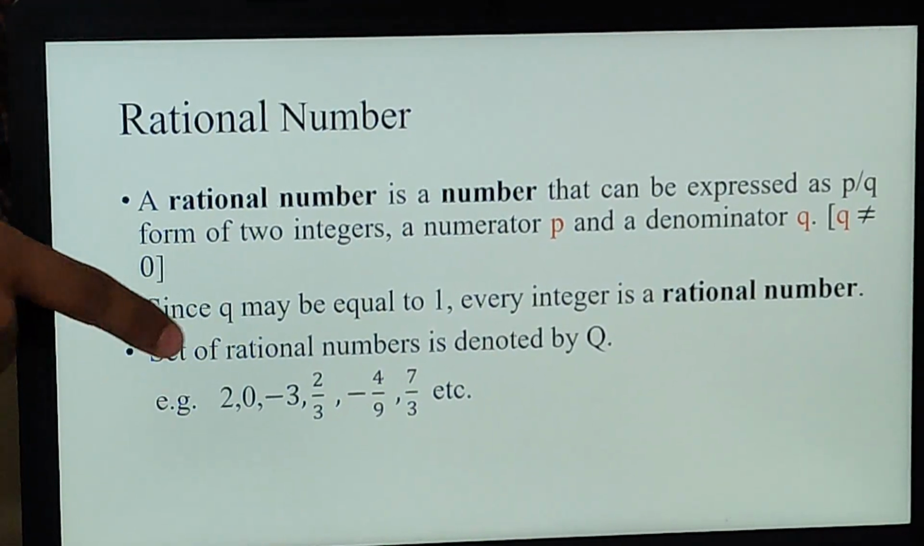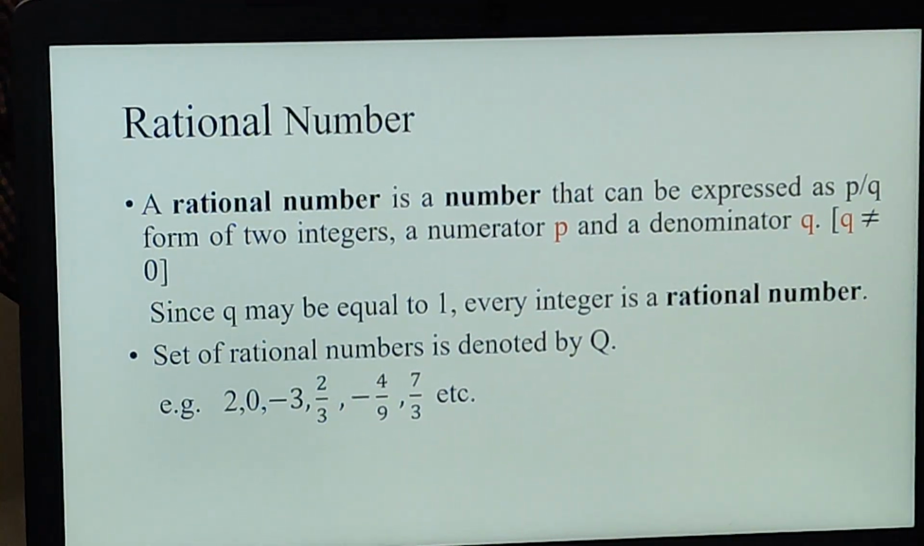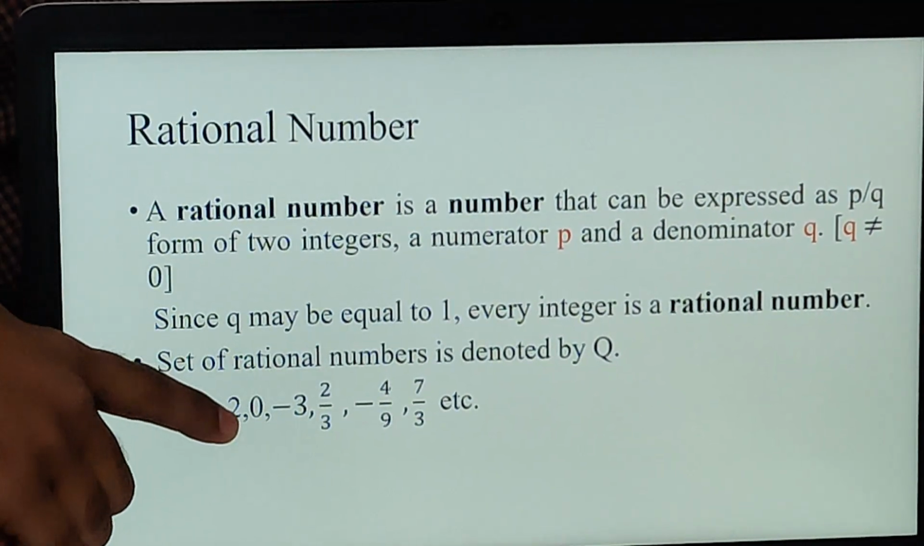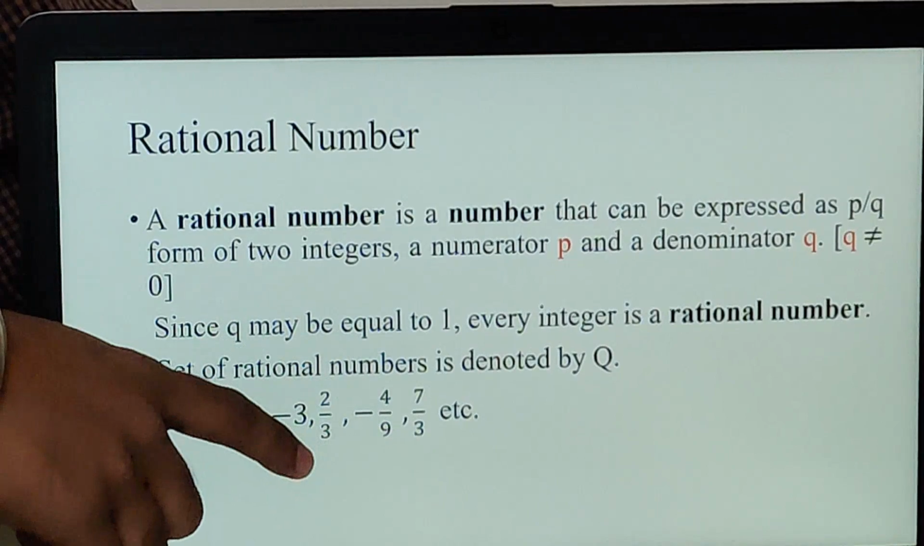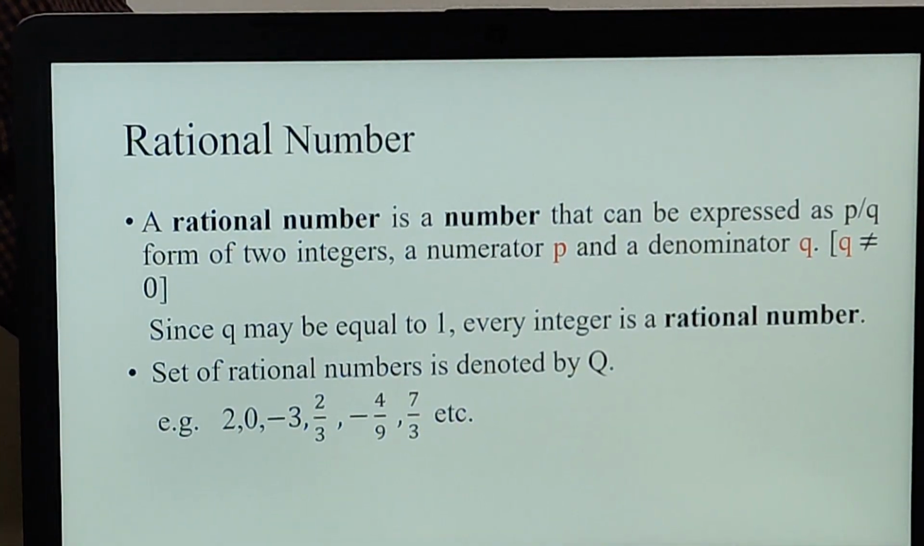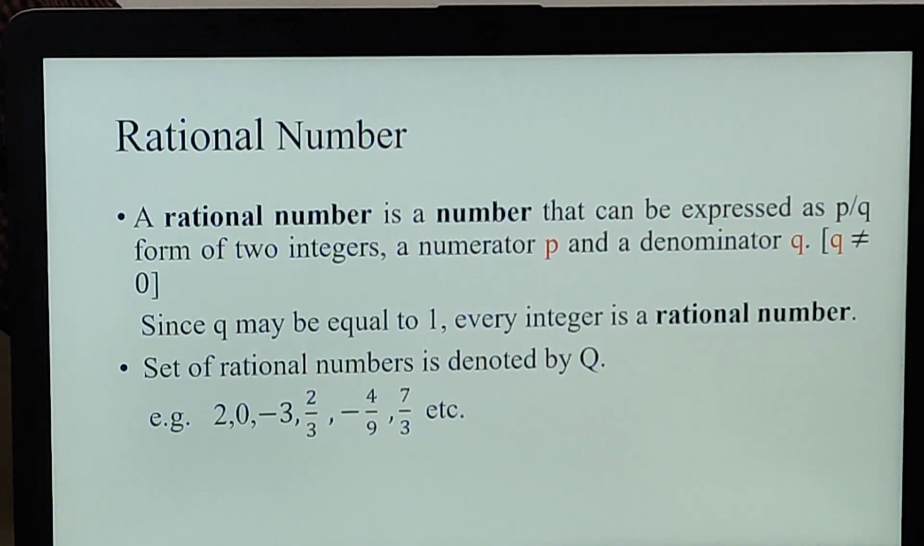Some examples are given, and the set of rational numbers is represented by capital Q, like 2, 0, -3, 2 by 3, -4 by 9, 7 by 3. All these are examples of rational numbers.